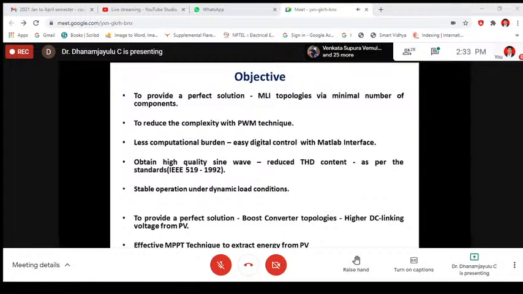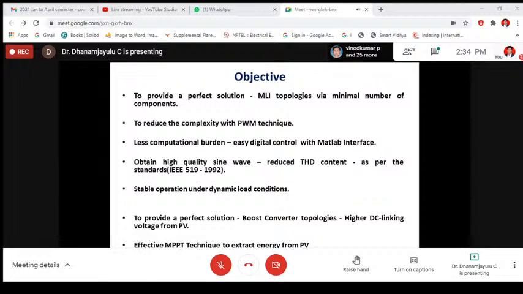The more circuit components are involved, the generation of the PWM technique is quite difficult. We want less computational burden and easy digital control with a MATLAB interface. That means you can propose a dSPACE controller or FPGA control to interface with MATLAB. A high quality sine wave must be obtained with reduced THD content as per the IEEE standard. Stable operation under dynamic load conditions is the key factor with respect to the inverter. We need to test your inverter with non-linear loads as well as linear loads under dynamic load conditions.